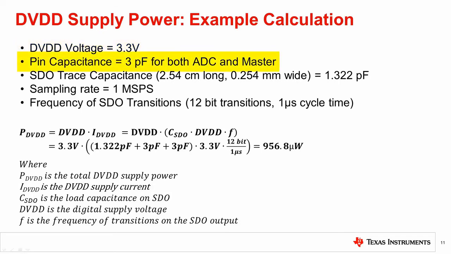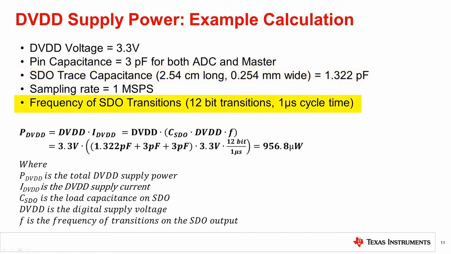The pin capacitance is usually available in a device datasheet, or it can be estimated as 3 picofarads. Next, the trace capacitance can be calculated using the Analog Engineer's Calculator by entering in your PCB characteristics, trace length, and trace width. By entering these values into the calculator, we determine the SDO trace capacitance to be 1.322 picofarads.